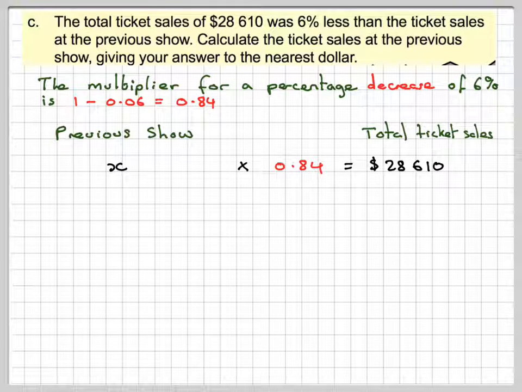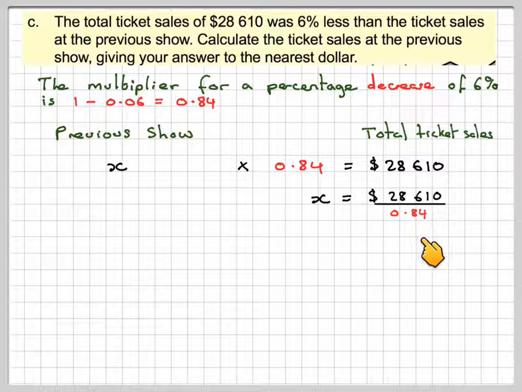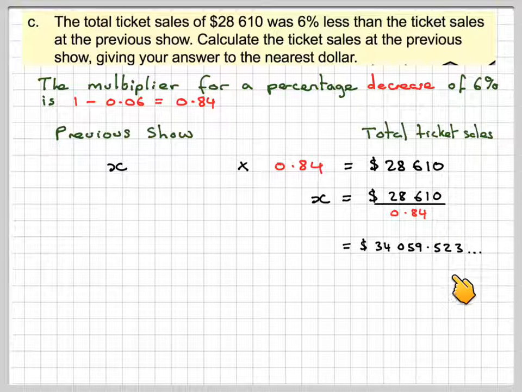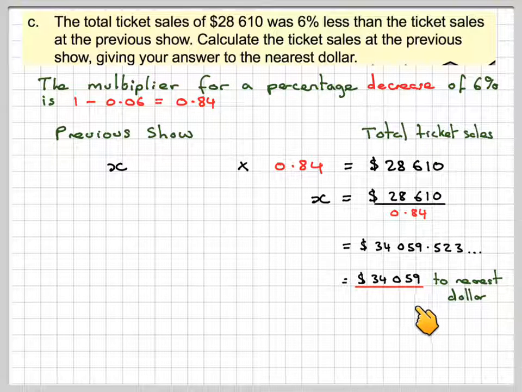28,610. We need to find the amount for the previous show, so the opposite of multiplying is to divide, so x will be 28,610 divided by 0.94, which gives you 30,436.17. So the tickets would have been sold at different prices than this show, which normally happens in real life. And we want it correct to the nearest dollar, so we need to round that off to $30,436 to the nearest dollar.